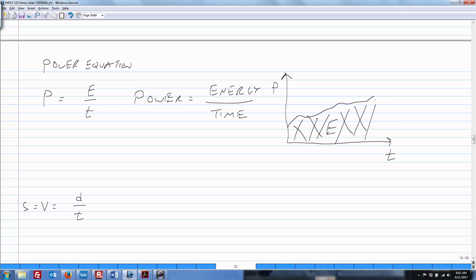Another way to write this is that energy equals the integral of power with respect to time. More on this later. That's the integral. We also know that we can think of the power as the change in energy over the change in time. We'll look at that in a little more detail.